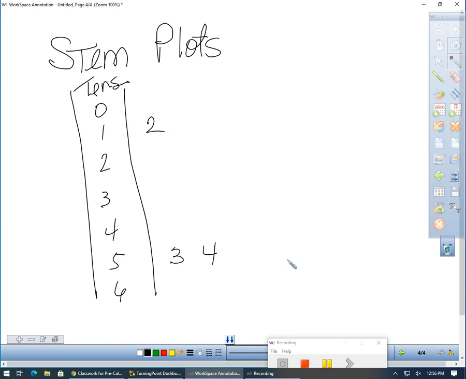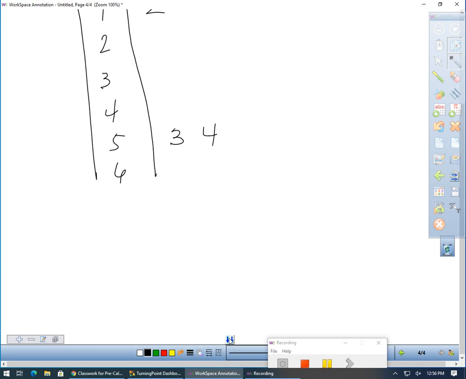Okay. So, with that in mind, you can see how once you put all the data here, this is our stem. This used to be called a stem and leaf plot. Let's just do one, I think that'll be easier.